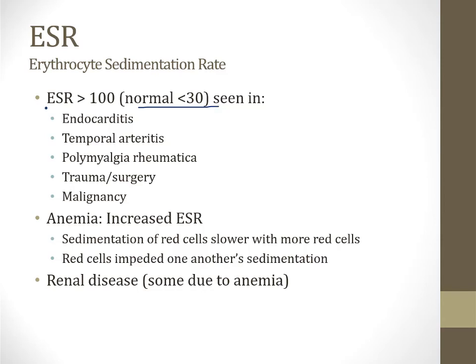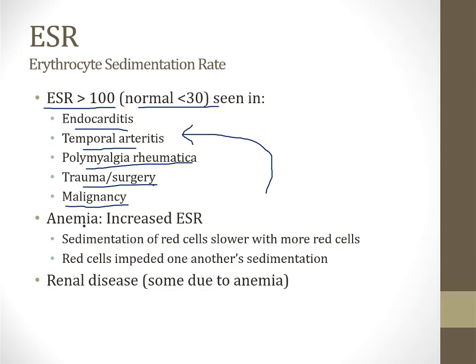A very high SED rate over 100 can be seen in some of the conditions listed on this slide. You can see this in endocarditis, temporal arteritis, polymyalgia rheumatica. You can see this after trauma or surgery or in the setting of some malignancies. And some of these conditions, especially endocarditis or temporal arteritis or polymyalgia, can present with nonspecific symptoms where the diagnosis isn't clear. So identifying a very high SED rate helps to narrow down the differential.